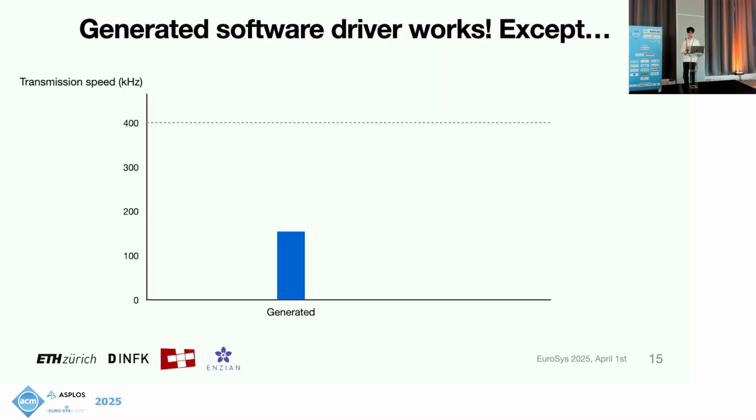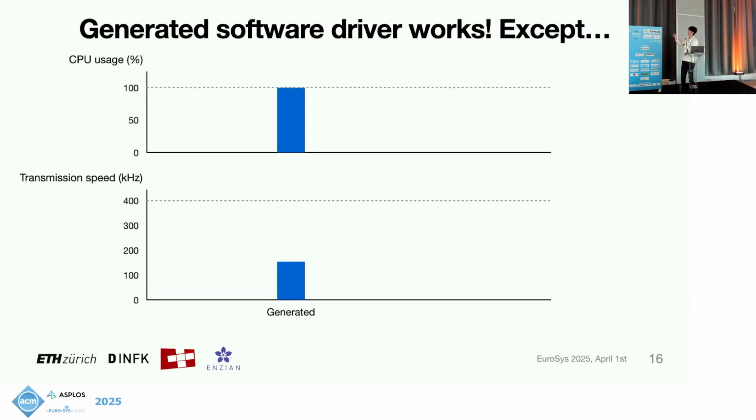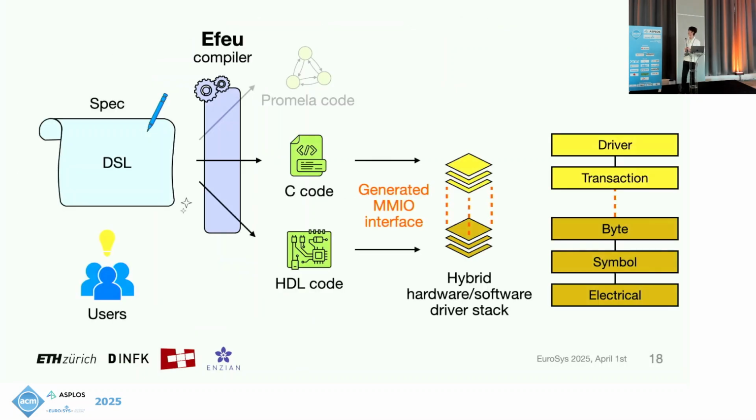But if we look closer, actually this is not due to the inefficiency of the generated drivers. Yes, this driver also consumes the whole CPU as well. But if we compare with the Linux built-in bit-banging driver, we see a similar performance, like they both only achieve less than 200 kilohertz. And this motivates us to add another backend to the Efeu compiler that generates hardware description language, which can then be programmed onto programmable hardware like an FPGA.